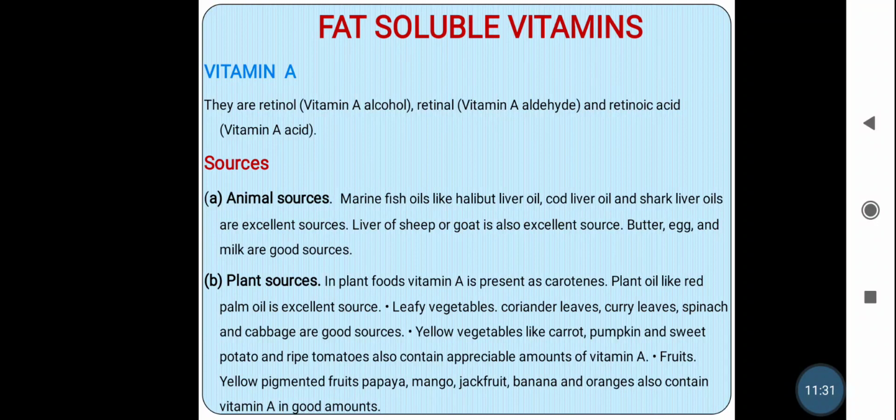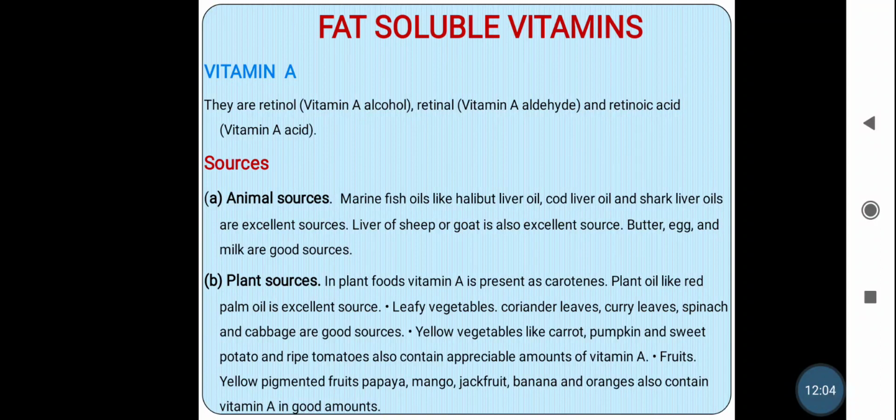So vitamin A has three forms: retinol, which is a vitamin A alcohol, then retinal, which is a vitamin A aldehyde, and retinoic acid, which is a vitamin A acid. So vitamin A is found in three forms: alcohol, aldehyde and acid. So it has three different names: retinol, which is an alcohol, retinal, which is an aldehyde, and retinoic acid, which is an acid.